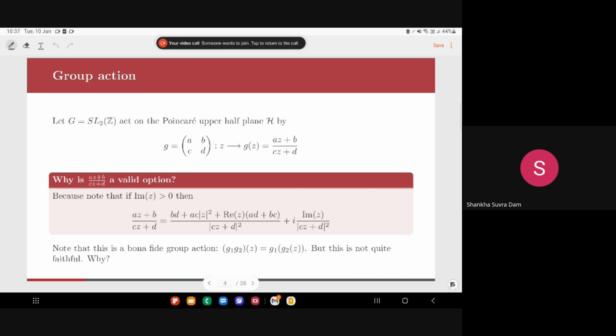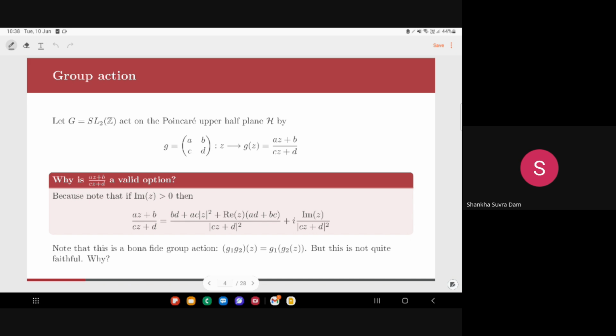So we define a group action on the Poincare upper half plane H. That is the set of all complex numbers with imaginary part greater than 0. And the group acting would be SL2Z. I mean, we can also do SL2R and stuff, but for motivating modular forms, I'll pick SL2Z. And we act like this.